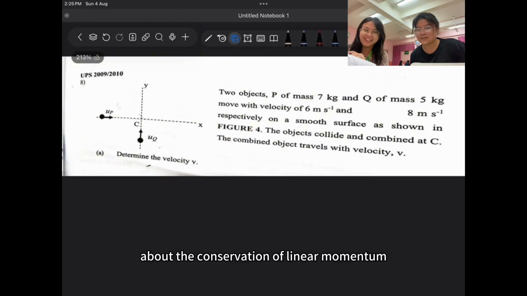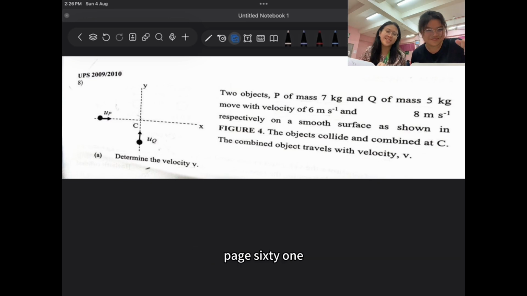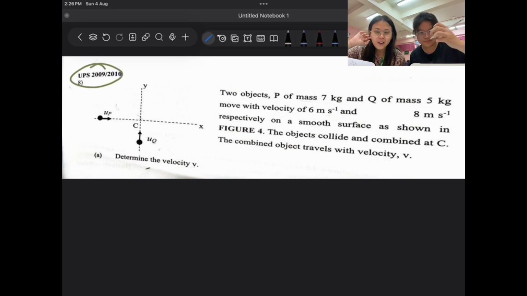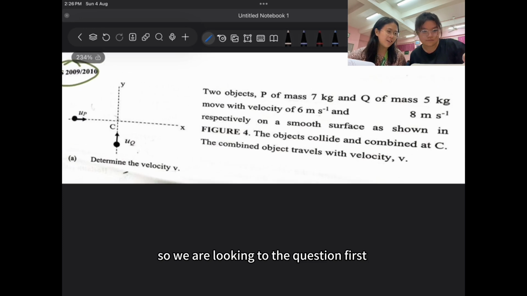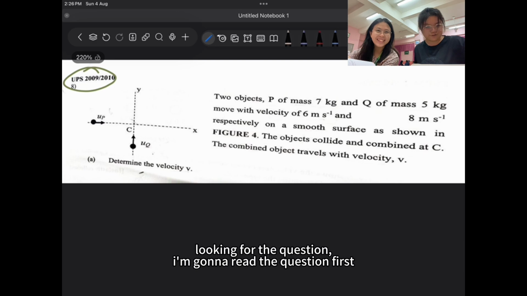Today we are going to teach a past year question from chapter 3, about the conservation of linear momentum. We are teaching the question from the module physics, page 61. We are looking at the question first, so we're going to read the question first.